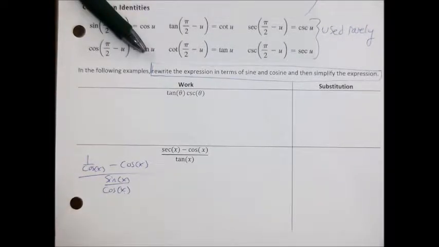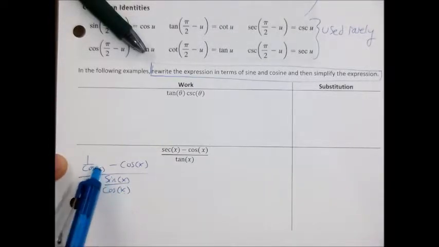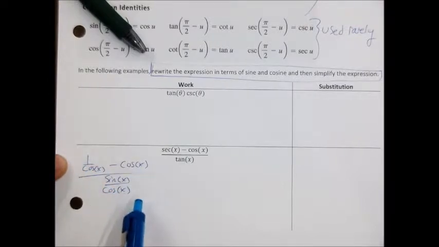Anything? What are you thinking about doing, Anne? Looks like you're thinking about something. Yeah, both the top and the bottom have a denominator of cosine. This has a cosine, that has a cosine, so we could multiply everything by cosine, and it would cancel out the denominators. That's another option. Third option?